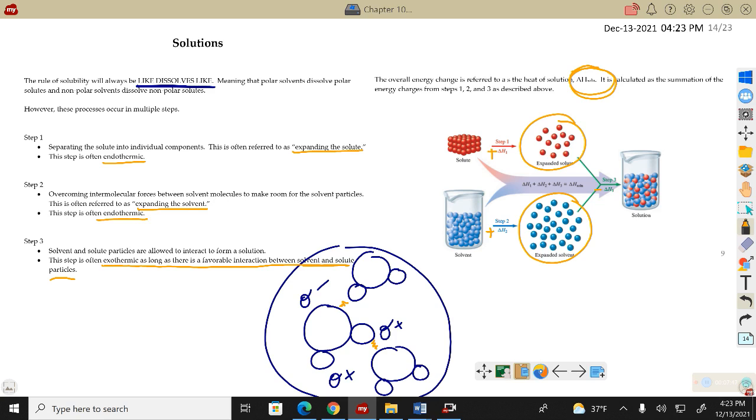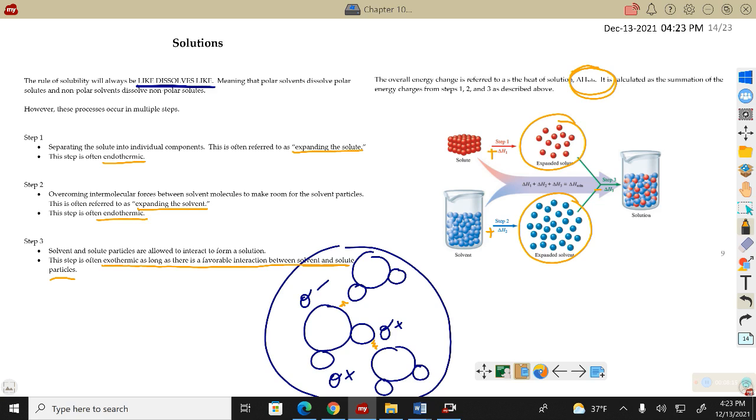It reminds me a lot of that whole bonds broken minus bonds formed thing, that the overall energy change is the sum of two processes. Here it's kind of like 3, although steps 1 and 2 are kind of similar. I've got to add energy to separate the particles of the solvent and the solute, but I get energy released when the particles mix, as long as it's a favorable interaction, meaning that they're both polar or they're both nonpolar.